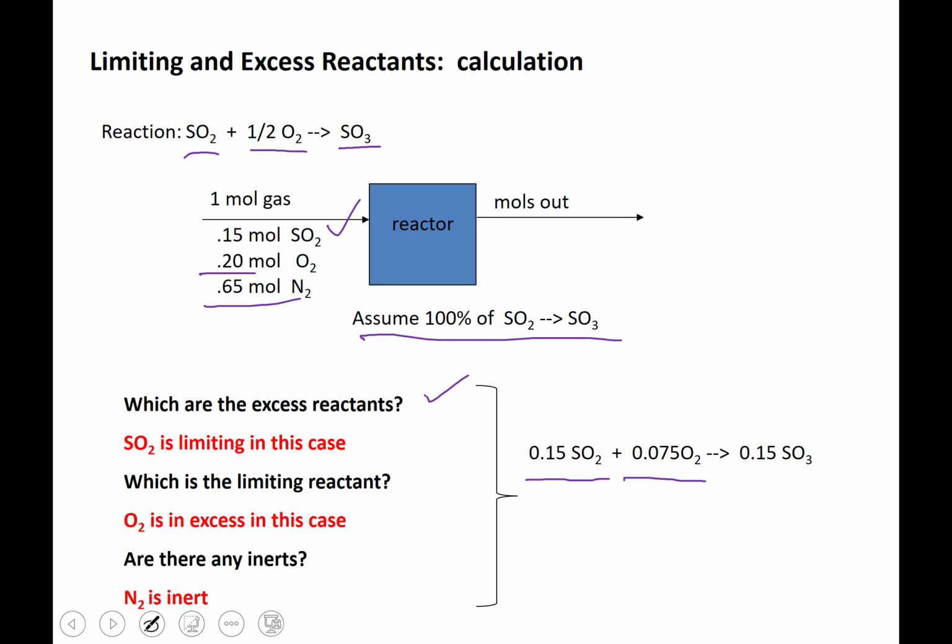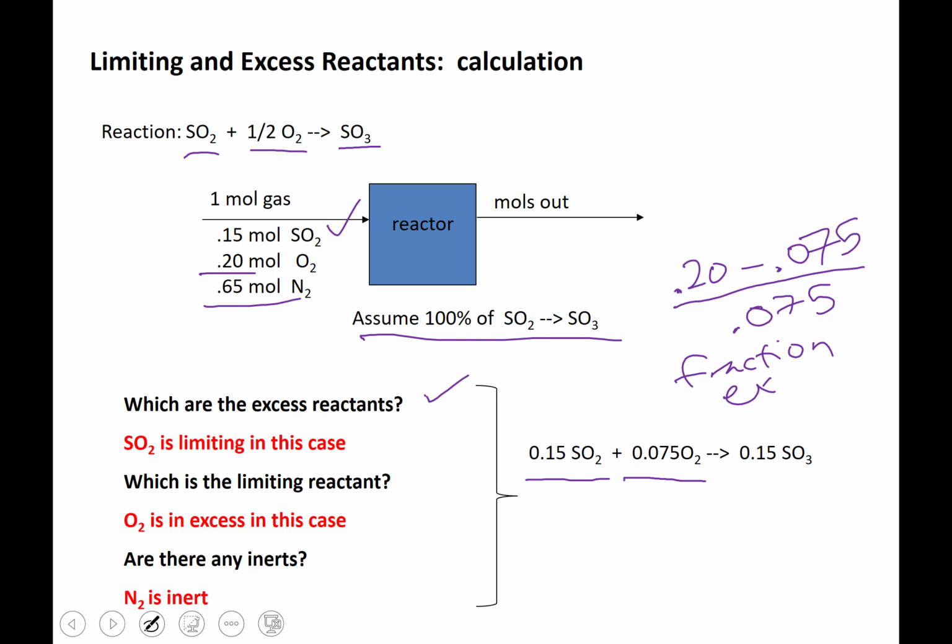And we can determine the amount of excess from the calculation of the moles fed minus the moles that are stoichiometric, divided by the moles that are stoichiometric. And this will give you the fraction excess.